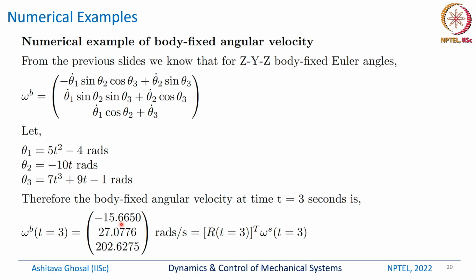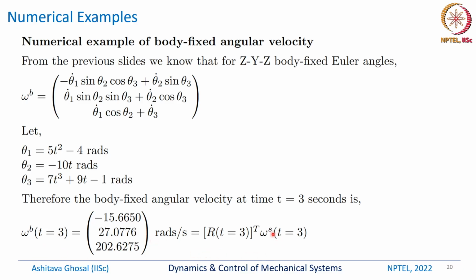Okay, so I wanted to show you that if you choose the body fixed angular velocity vector with the superscript b, then it is very much different from the space fixed angular velocity vector with the superscript s. And then you can also find the rotation matrix, and if you multiply r transpose into omega s, you will get back this omega b.